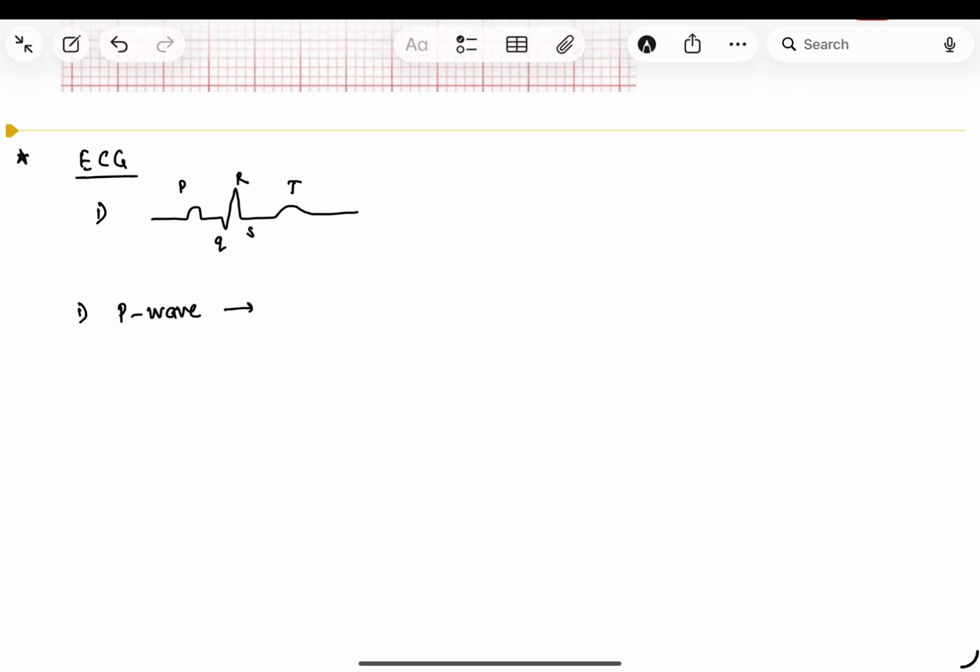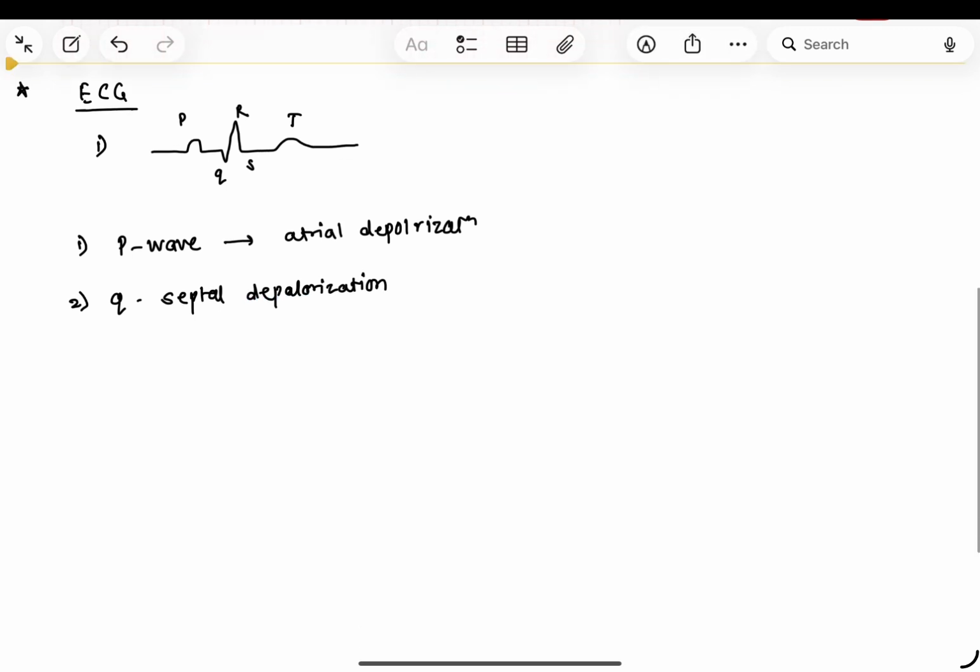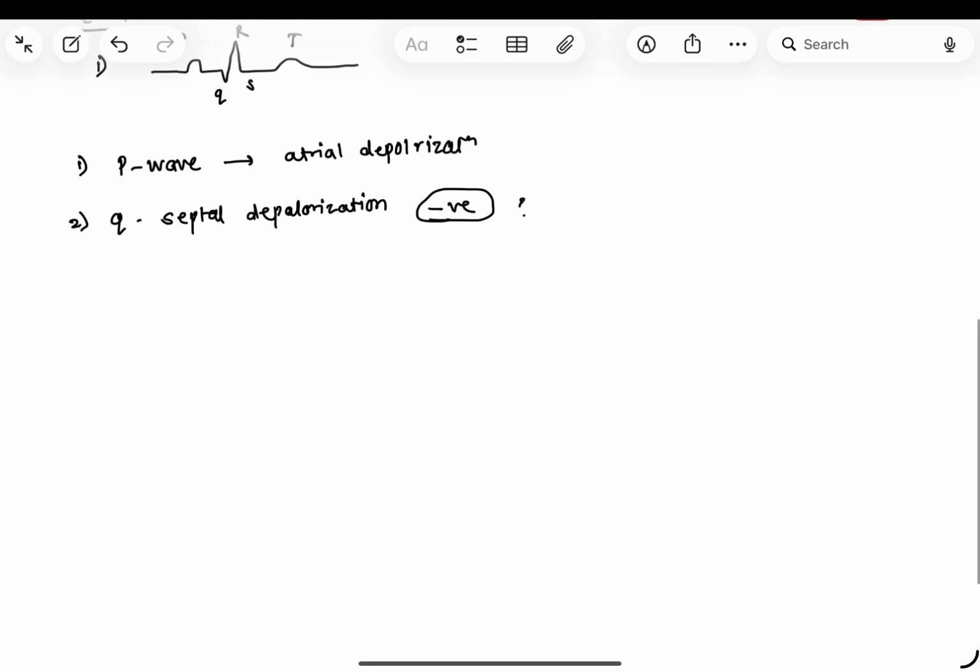What does it signify? It is atrial depolarization, right? Everybody knows about it. Then the second is the Q wave. It is septal depolarization. Now the first question is why it is negative. Let's understand. I will tell you some basic concepts behind these PQRST complexes.